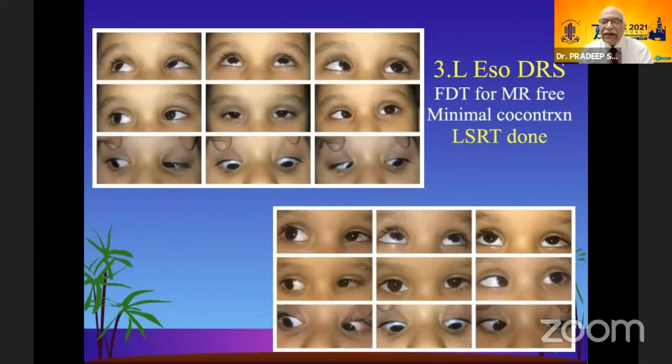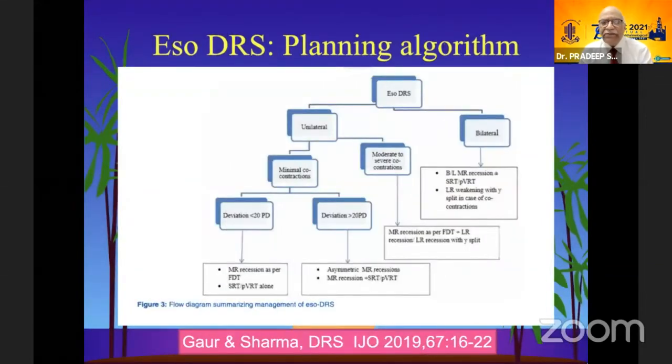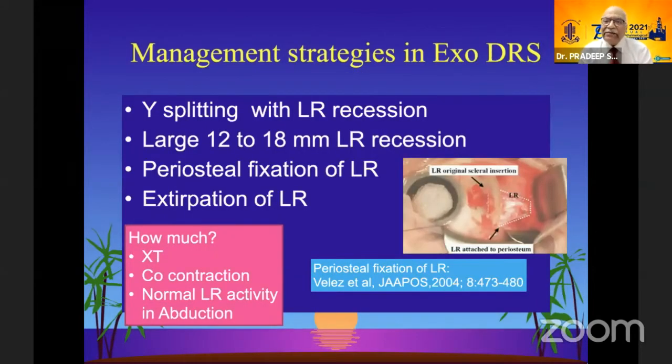So in Exo-DRS, if co-contraction is taken care of, then superior rectus transposition can be done in order to improve abduction. This is the algorithm which we follow, and we have published in IJO. You can take care of this depending upon the type of Exo-DRS that you're handling. In the second type, that is the Exo-DRS, the procedures that are available to us is the Y-split LR recession. Second, large 12 to 18 millimeters of LR recession without a Y-split, as usually done by the South American strabismologists. Periosteal fixation of LR if the LR activity is not there at all, and it is a very tight lateral rectus. And extirpation of LR is described, but should never be done.